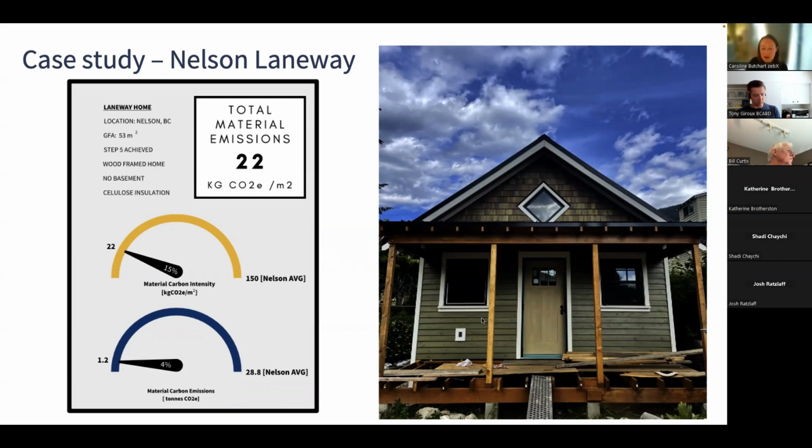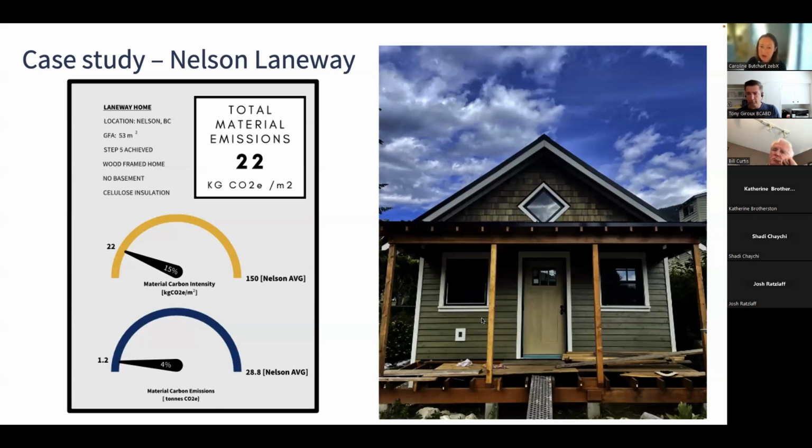Total, sorry, these two graphs here, I'm just reminding myself, the yellow one is material carbon intensity, so in kilograms of CO2 per meter squared. The blue graph at the bottom there is in tons of CO2 as an absolute number.